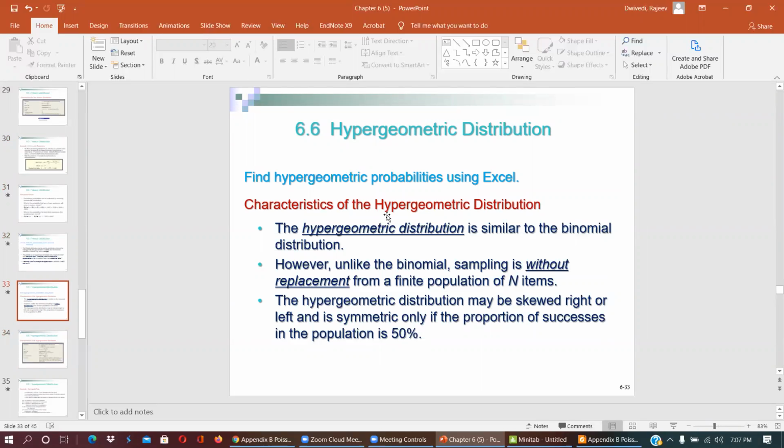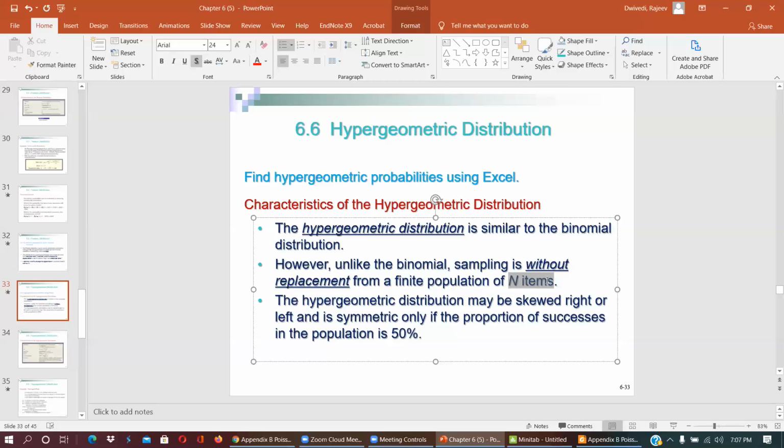Fourth is the hypergeometric distribution. This distribution is useful when you have a population number, when you have a sample number, when you take the sample out of the population. So hypergeometric distribution is similar to binomial distribution. However, here it is sampling without replacement from a finite population. So here, we consider the finite population, which is always given. Whenever you see a finite population, then use hypergeometric.